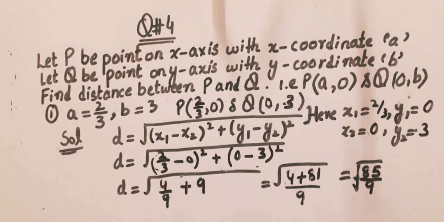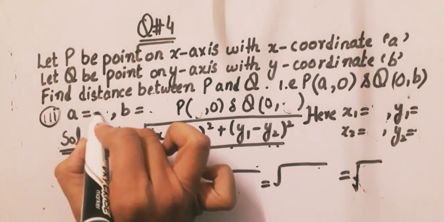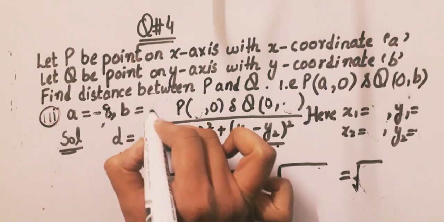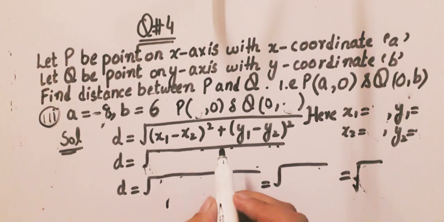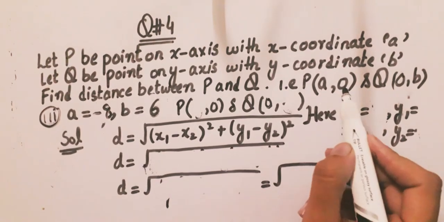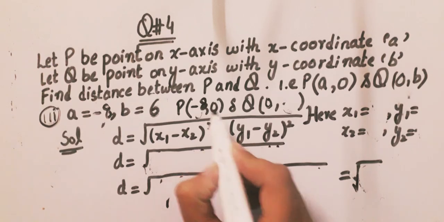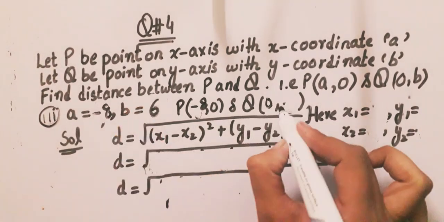Now we will solve part 3. In the third part, the value of A is given -8 and the value of B is given, that is 6. Now P has coordinates A and 0, means -8 and 0, and Q has 0 and B, so the value of B is 6.